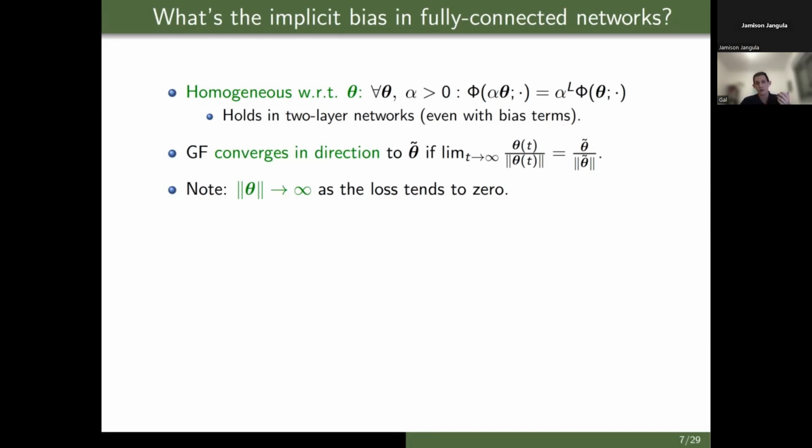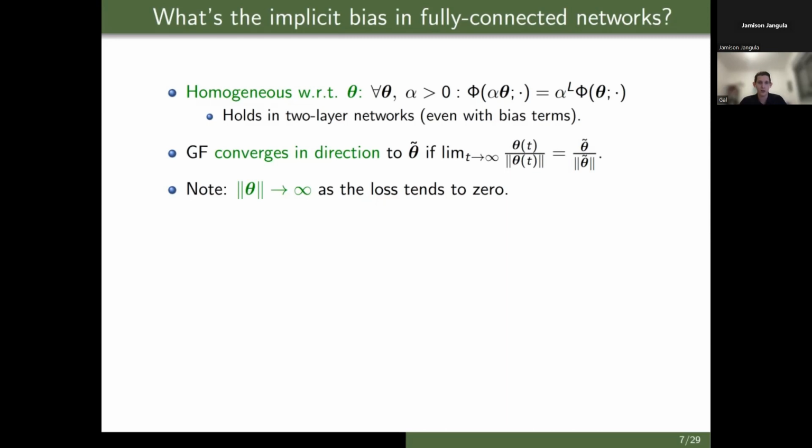And we will say that gradient flow converges in direction to some theta tilde if, as the time t goes to infinity, the direction of theta converges to the direction of theta tilde. Now, since we train the network using the logistic loss function, and since the logistic loss function is strictly positive, the training loss cannot be exactly zero. It means that when we run gradient descent or gradient flow, if the training loss converges to zero, the norm of the parameters tends to infinity.